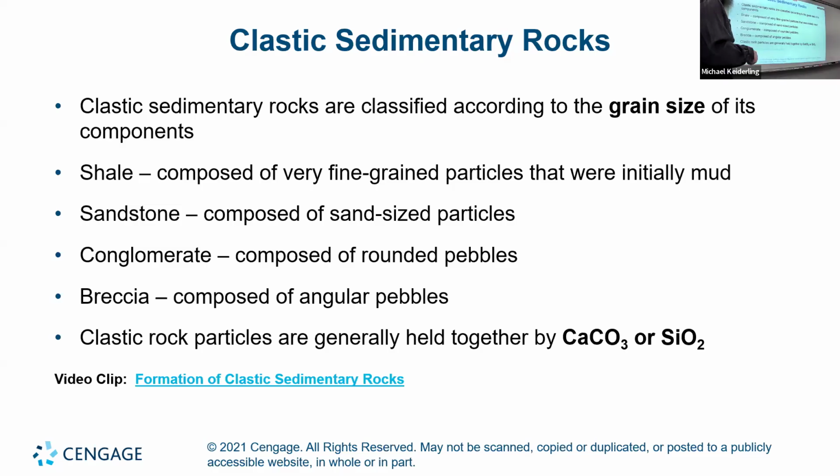The difference between conglomerate and breccia is that conglomerate has rounded pebbles and breccia has angular pebbles. Rounded pebbles generally need to be carried in a stream for a long time, so they appear in different places. They have to be worn round. And clastic rock particles are generally held together by calcium carbonate or silicon dioxide.